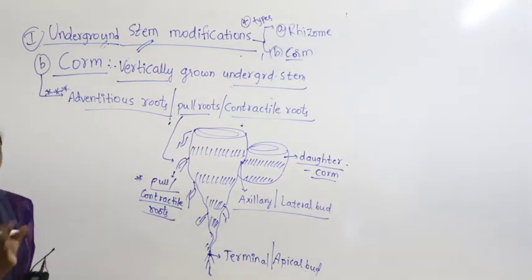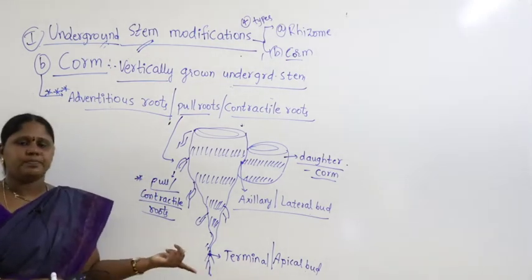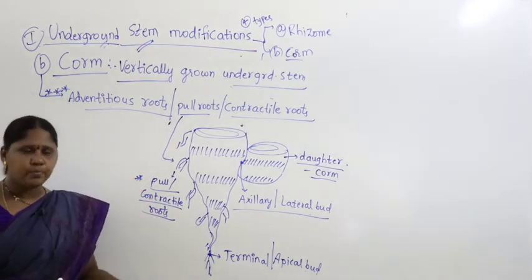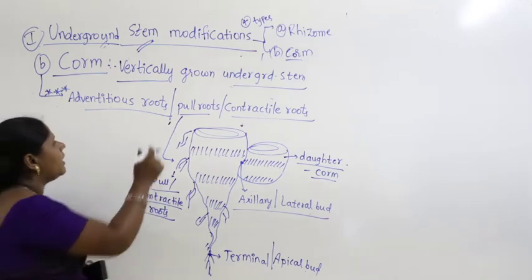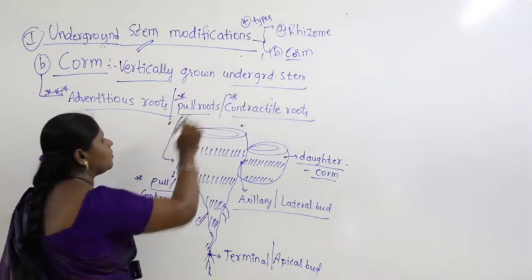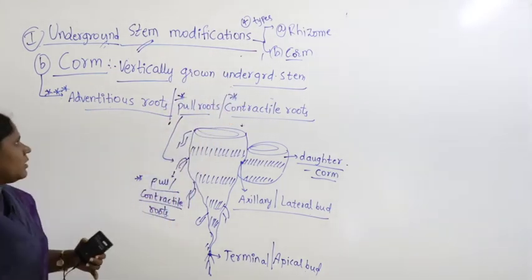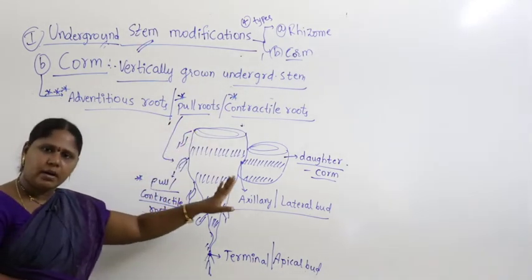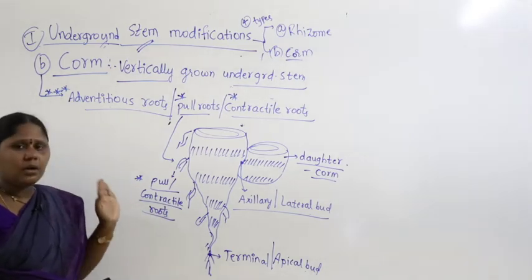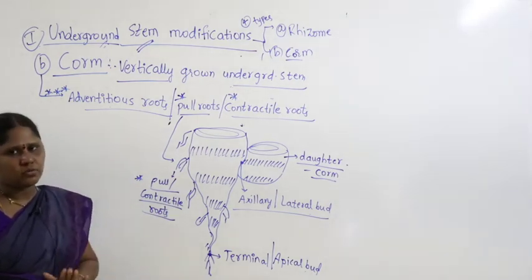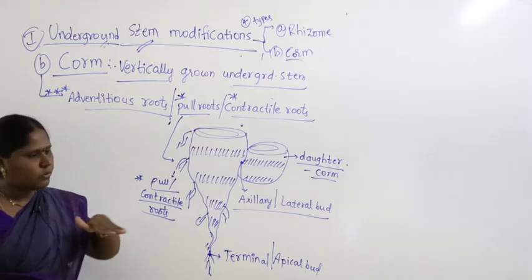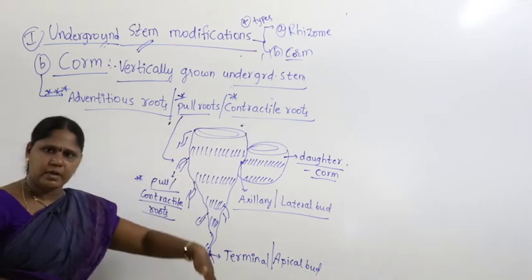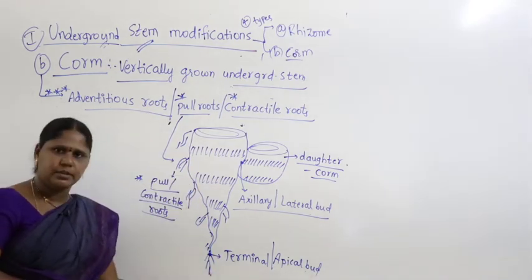So see the differences, guys. In rhizome we simply call them adventitious roots, but in corm adventitious roots are also called pull roots, also called contractile roots. Yes or no? In rhizome they are simply called adventitious roots. In rhizome the stem grows horizontally, parallel to the soil. In corm the stem grows vertically in a downward direction.